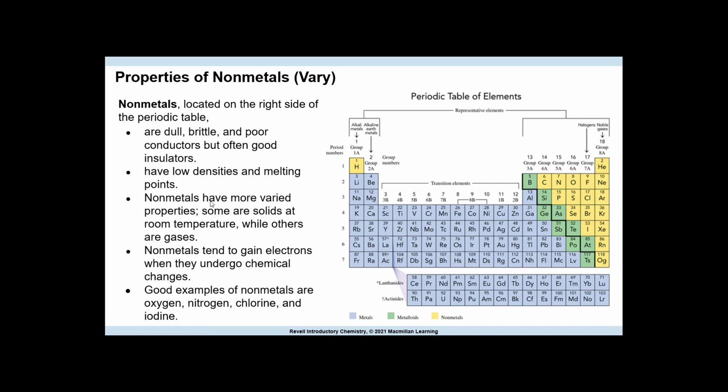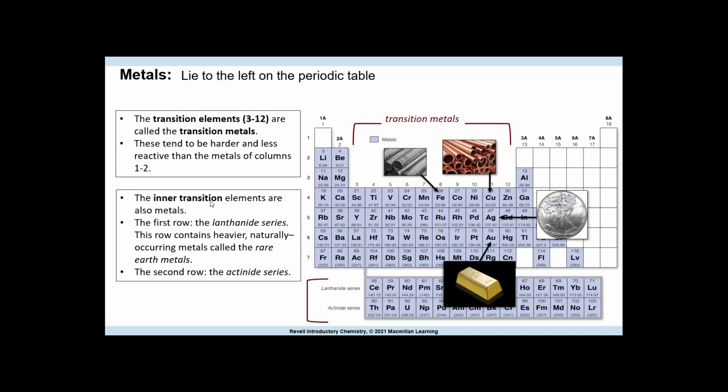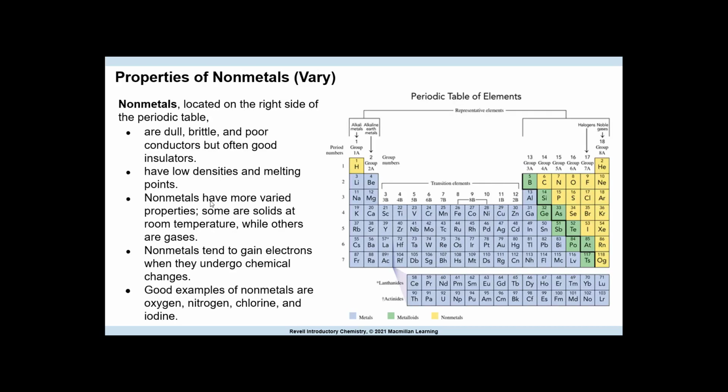Okay, properties of nonmetals. Unlike metals, which tend to have the same properties, which I've shown here, properties of nonmetals, they're different. They are all over the place. One element might be next to another element and be vastly different. But in general, they tend to be brittle, they're dull, and they're poor conductors of electricity, but often good insulators.